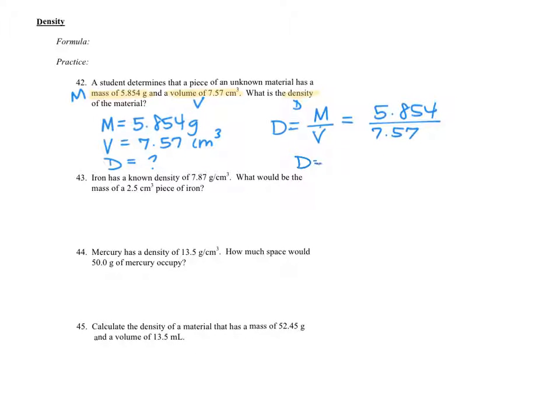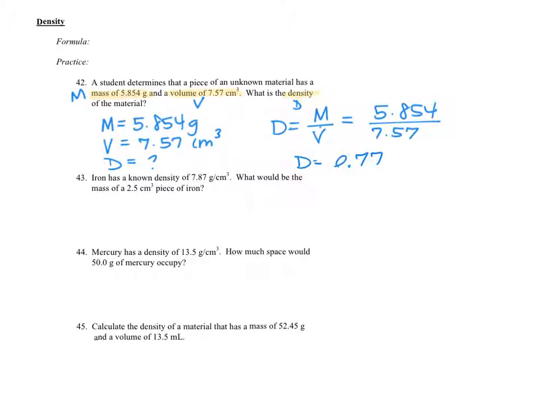Always good to round to 2 decimal places when you're doing any kind of math like this. There are the sig figs, and actually you'll see the sig figs kind of agree, but you should always really just round to 2 decimal places. That's generally going to give you the answer that you want. And here we have a density of 0.77.